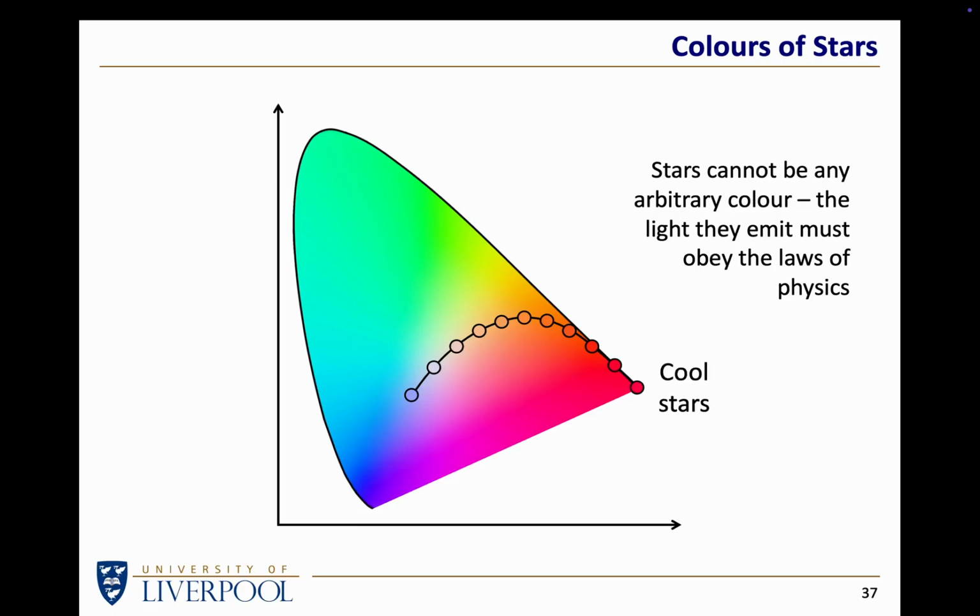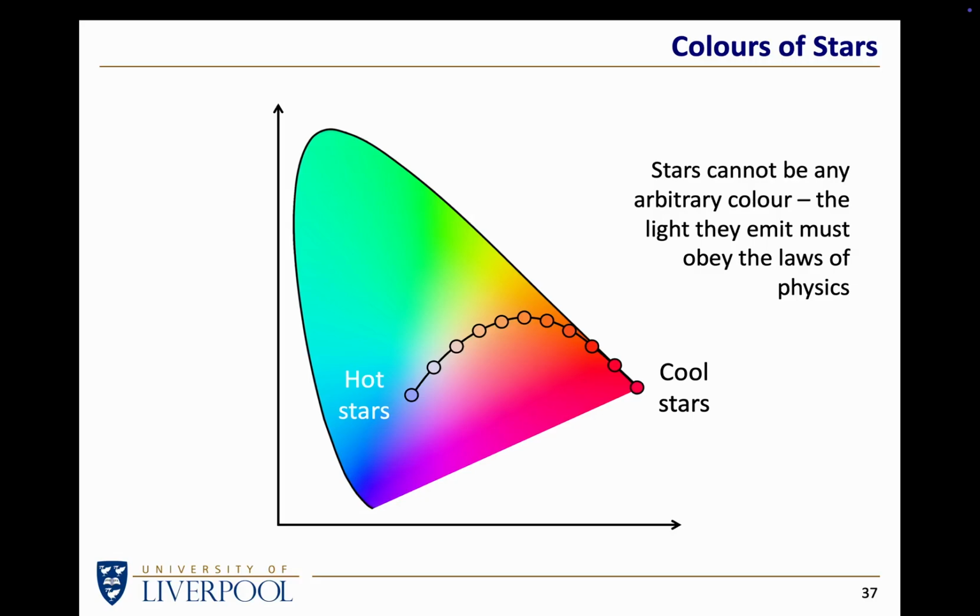So cold stars, cool stars, are over on the right-hand side at the red end of the spectrum. Then as they get hotter and hotter, they go through a sort of yellow and then orangey and then sort of whitish, and then they end up as bluish whitish. Notice that at no time do they go through the top of this diagram. At no time do they go through green.